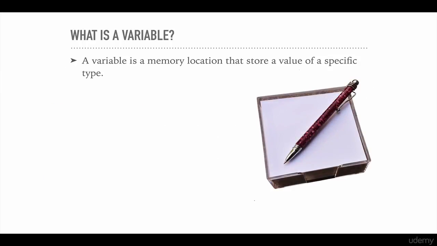So what is a variable? First, let's learn about variables. A variable is just a memory location that stores a value of a specific type. So this is the definition of a variable: a memory location that stores a value of a specific type.